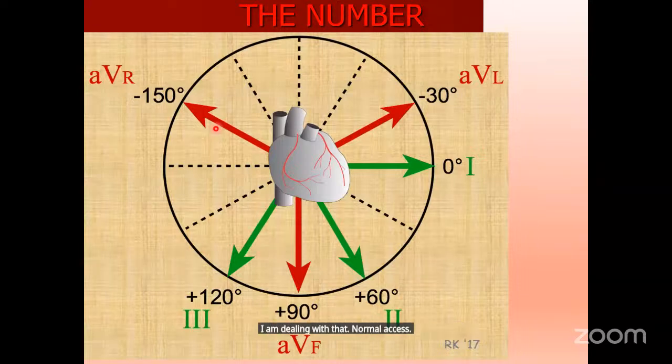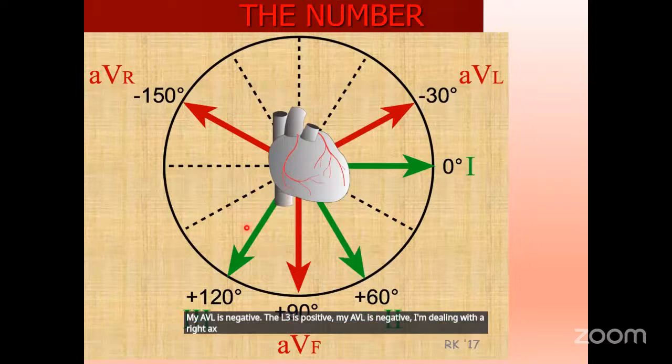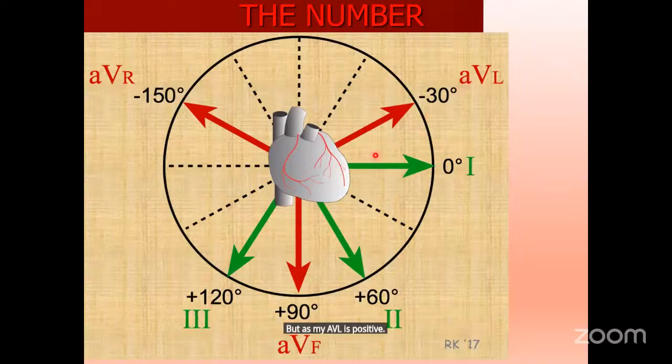Whereas if my L3 is positive and my AVL is negative, I am dealing with a right axis deviation. If the impulse is coming like this, I am dealing with a right axis deviation. Whereas if my AVL is positive and my L3 is negative, I am dealing with a left axis deviation. If my AVR is positive, I am having a northwest axis. So this is how the normal axis is identified.